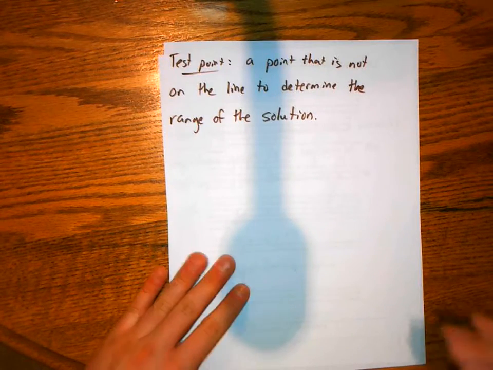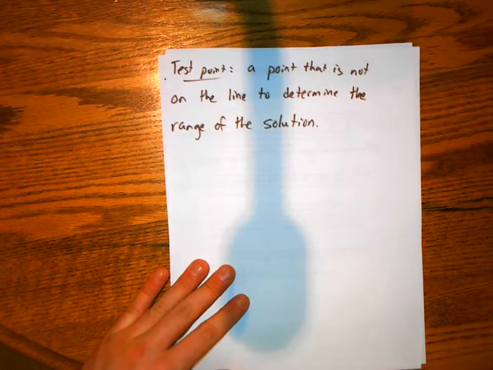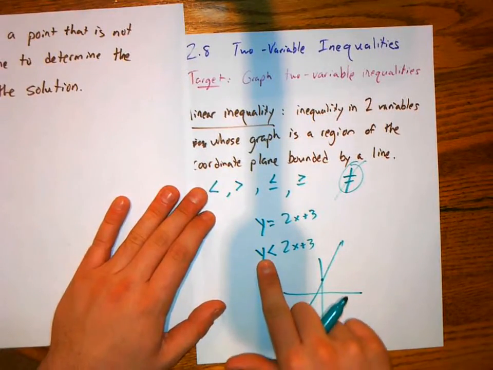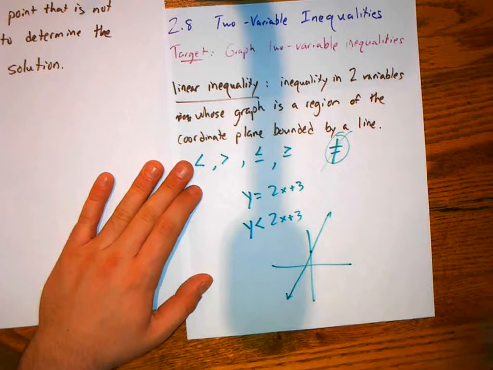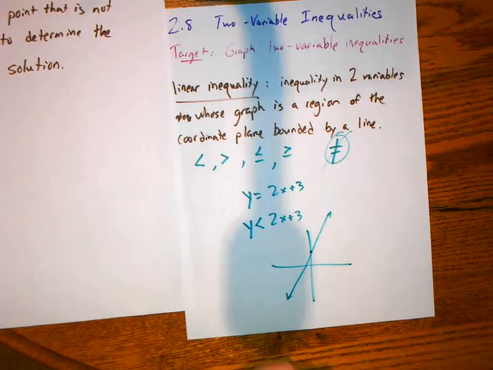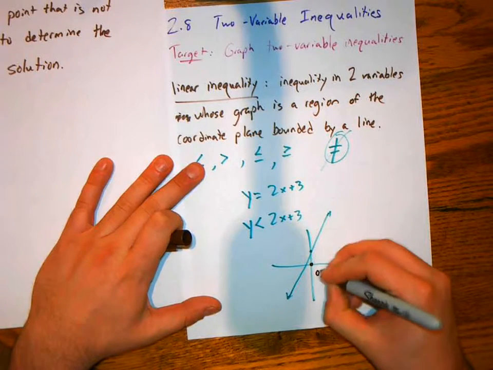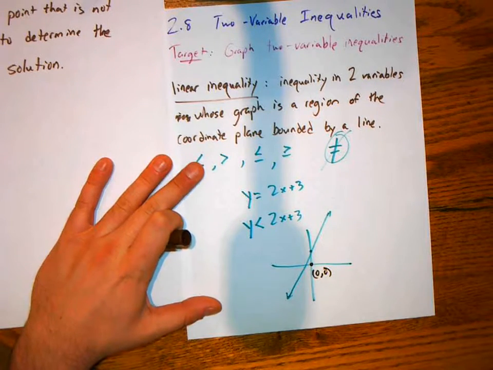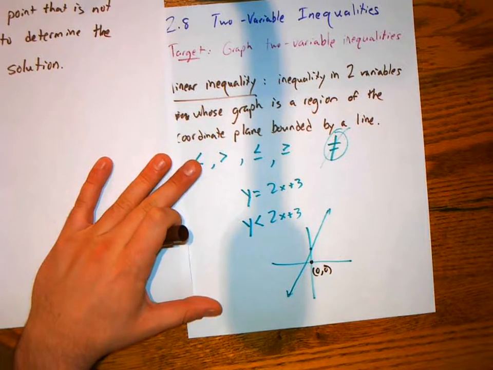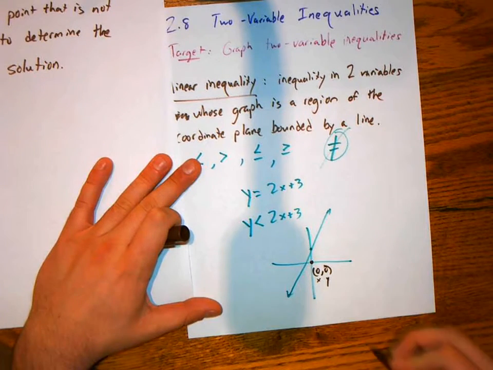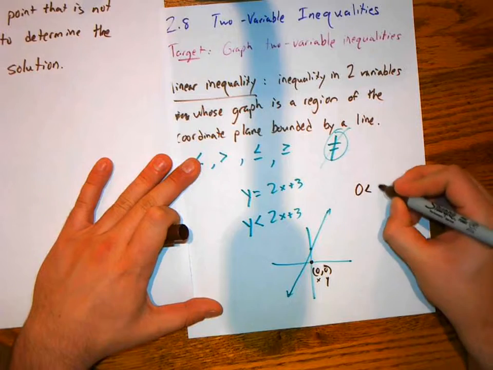If it doesn't, then the side that you picked is wrong and you have to shade the other side. So if, for example, we say that y is less than 2x plus 3, I'm going to pick the easiest point as my test point, and I would always suggest you do this if you can. The point 0, 0 in this case is not on the line, so that's what I'm going to use as my test point. So I'm going to plug in this 0 for my x and this 0 for my y.